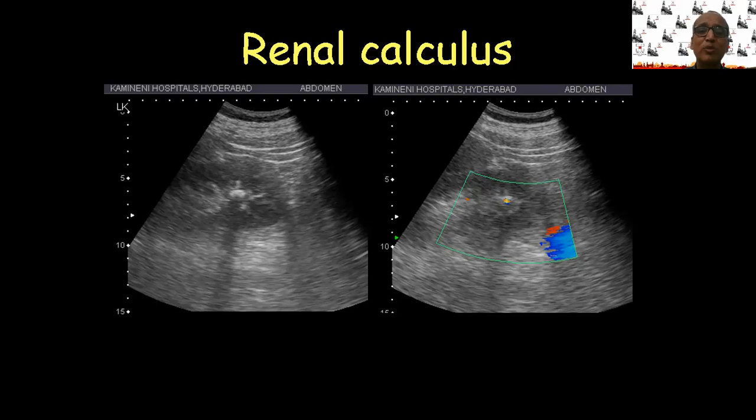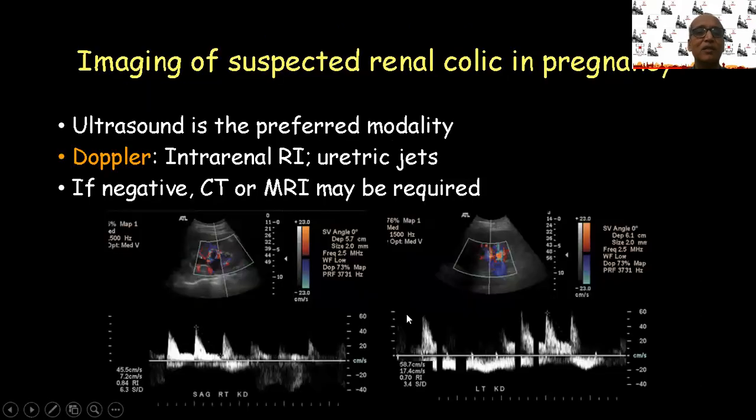But sometimes you could also put a color Doppler over that calculus, be it in the kidney or at the VUJ, and you find this artifact. This is called a twinkle artifact at color Doppler. When you find this, it is very classical for presence of calcium or calculus, and it's not a fat or other structure. So when you have this twinkle artifact just behind the hyperechoic structure, it's very classical for a calculus.